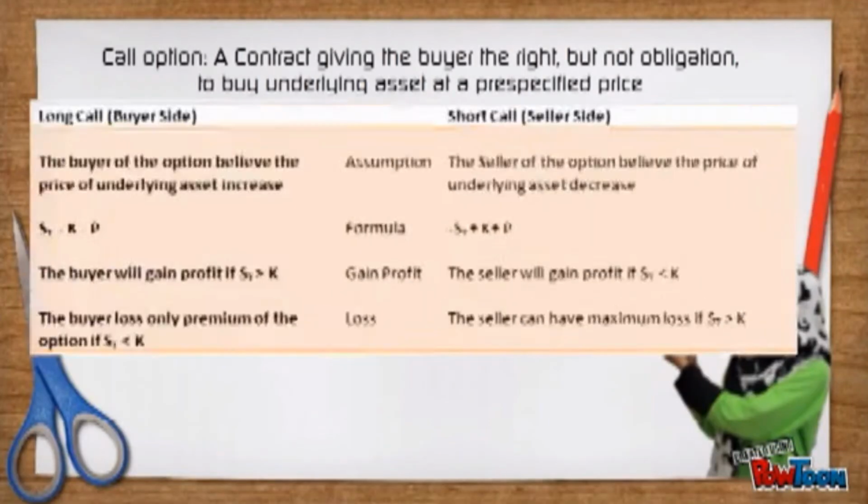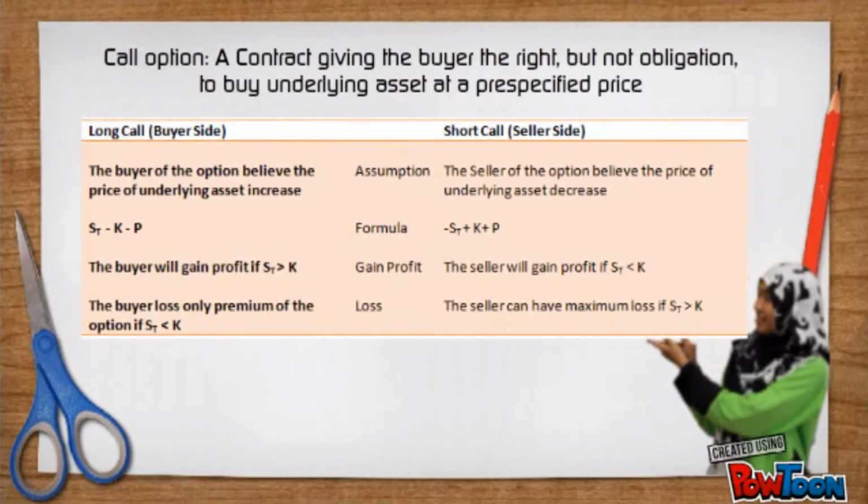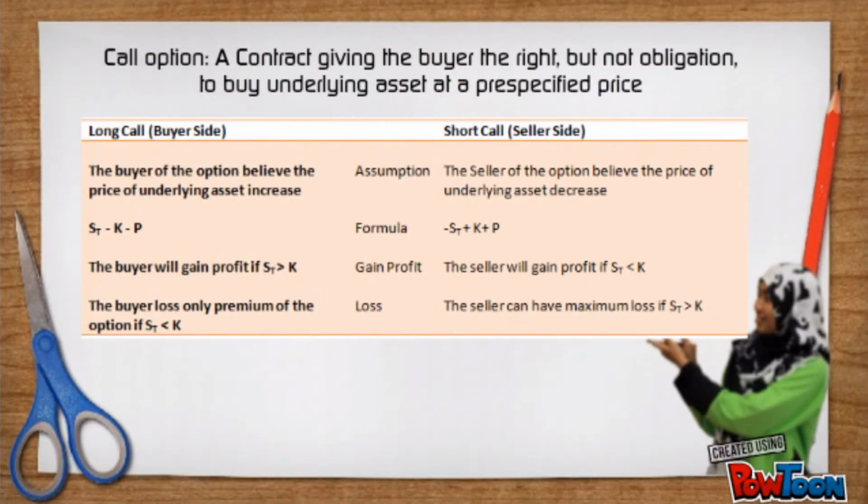A call option is a contract giving the buyer the right but not the obligation to buy the underlying asset at a specific price. Call options have two types, which are long call and short call. Long call is the buyer of the option, while short call is the seller of the option. In this video, I prepared a table to differentiate between long call and short call.